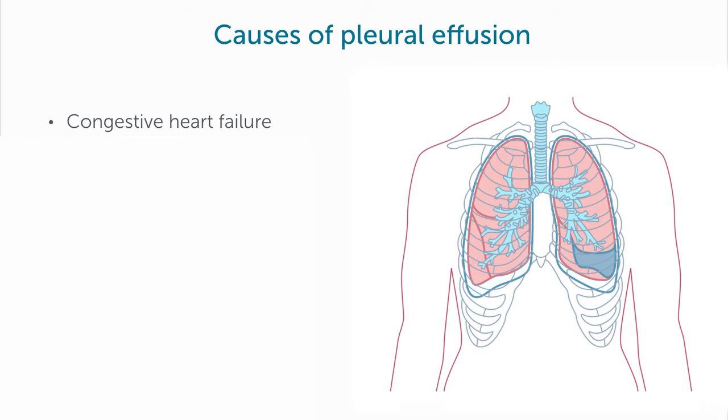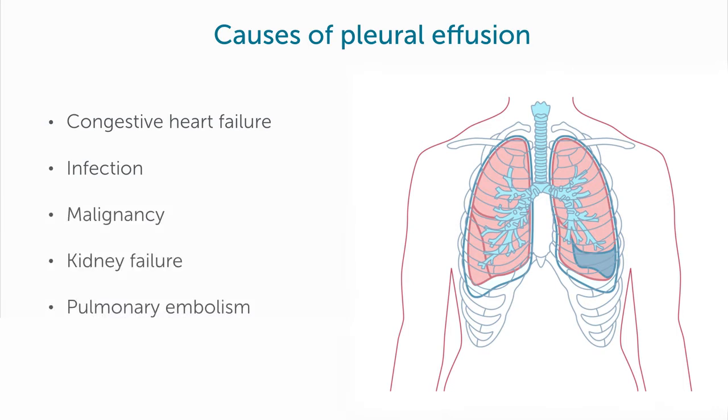Here are some of the most frequent causes of a pleural effusion. Congestive heart failure, specifically if there is right heart failure, infection, malignancy, kidney failure, pulmonary embolism, and trauma. Most frequently, you will see pleural effusions, however, in the setting of a cardiac disease, infection, pneumonia, and malignancies, especially if either the lung is involved or if you have metastasis of the lung.